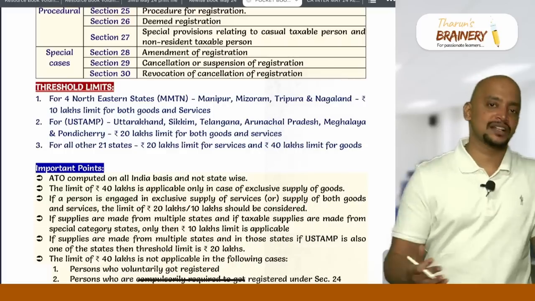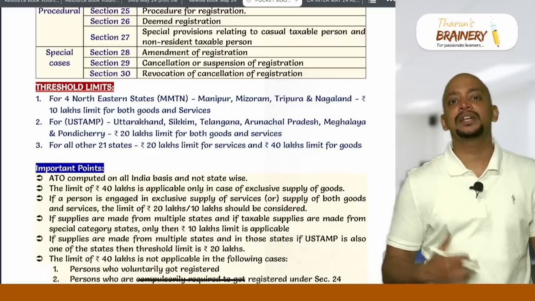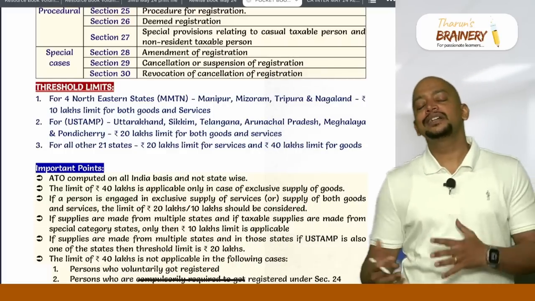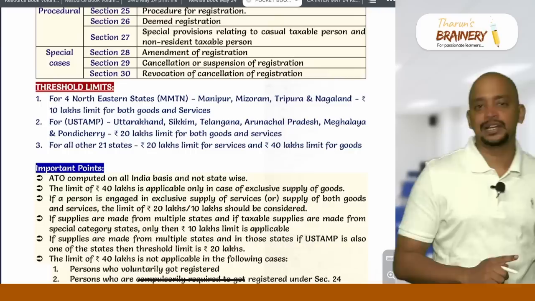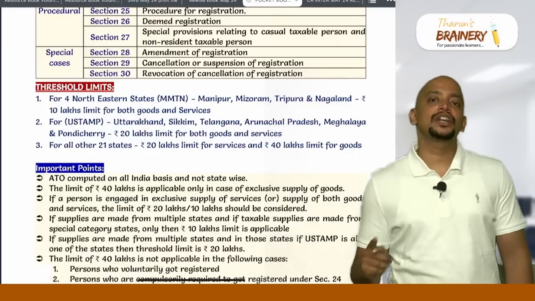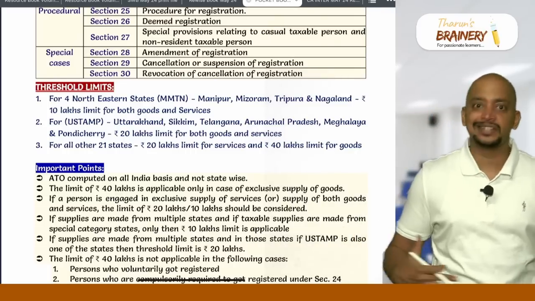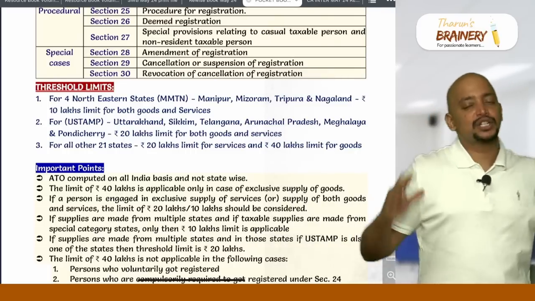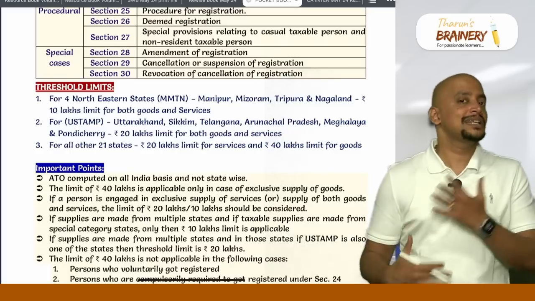Aggregate turnover includes taxable supplies, exempted supplies, non-taxable supplies, zero rated supplies, including interstate supplies, and it should be computed on an all India basis. But aggregate turnover does not include inward supply on which GST is payable under RCM, and taxes. So that particular aggregate turnover, if it exceeds the threshold limit, they are liable to get registered.